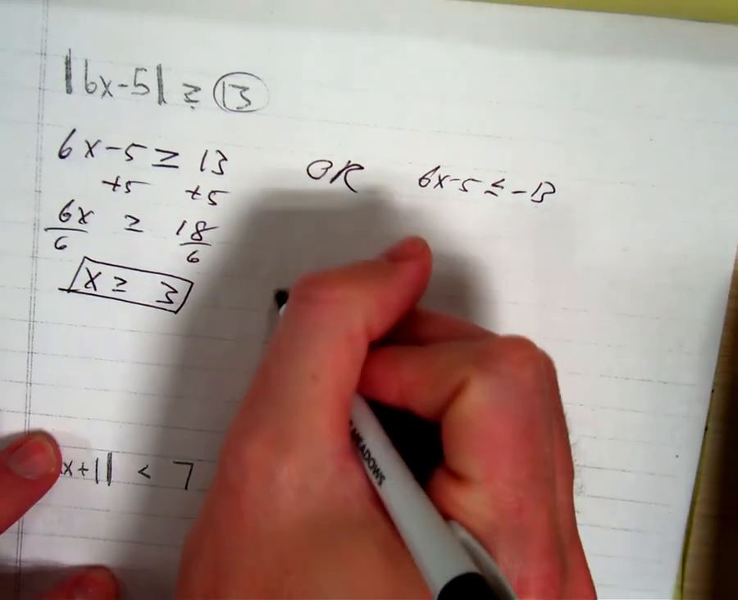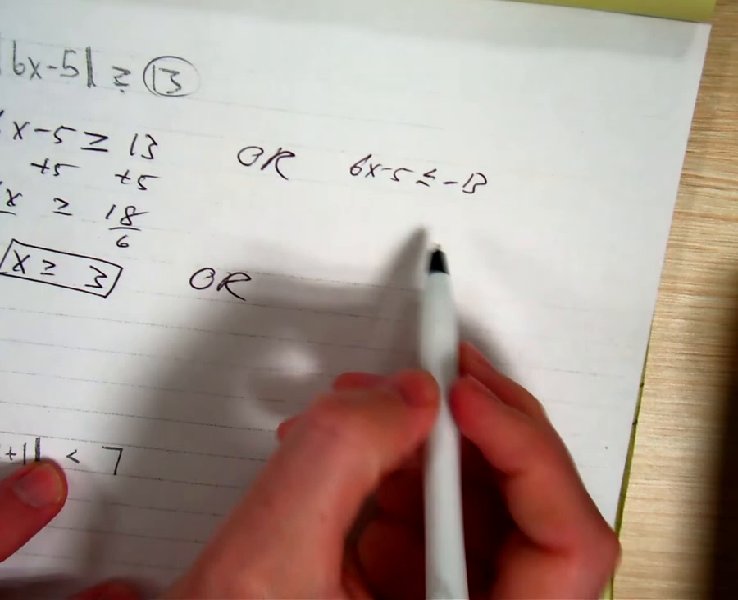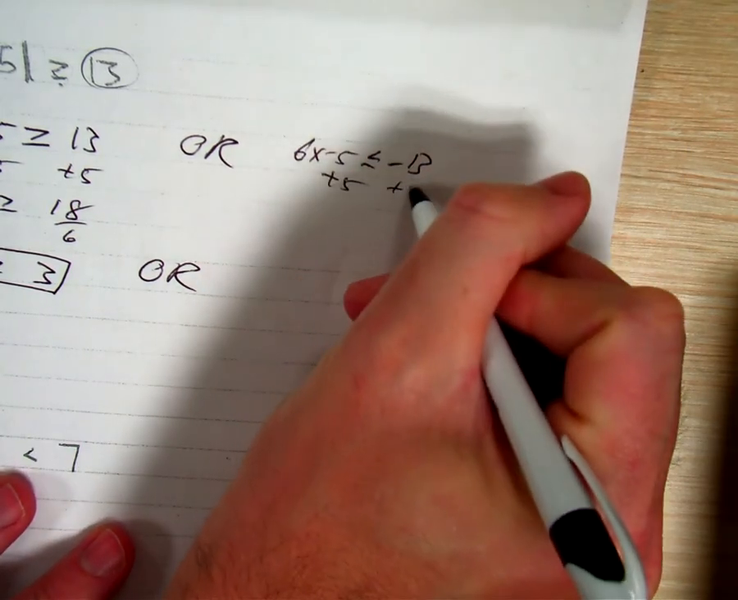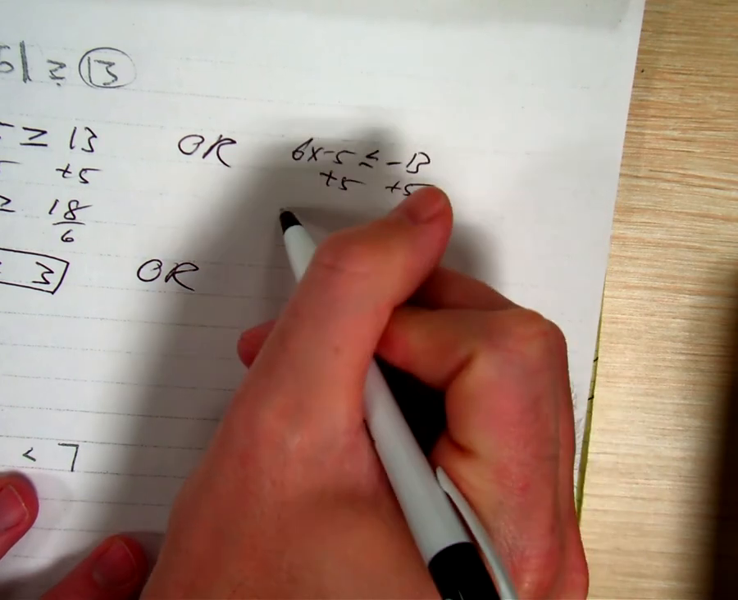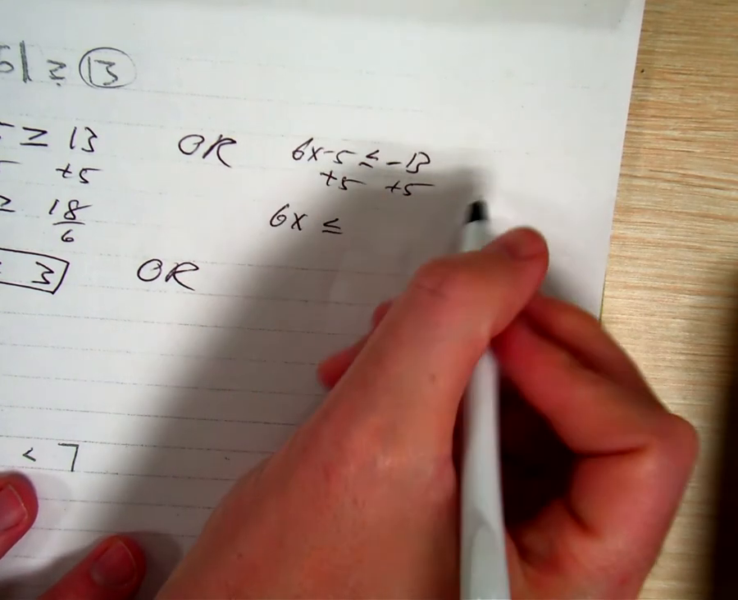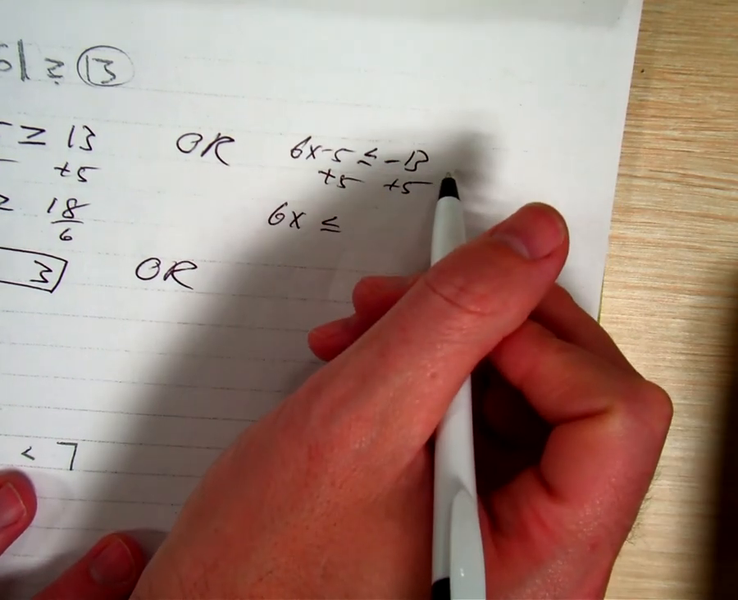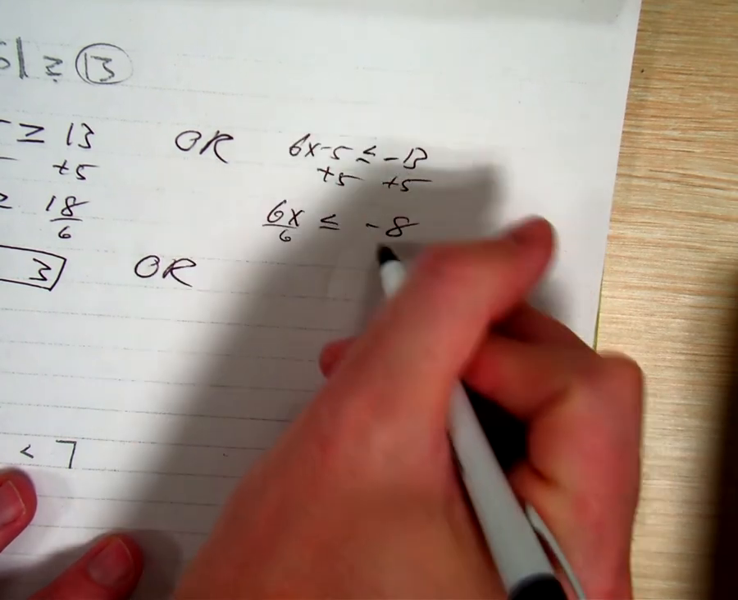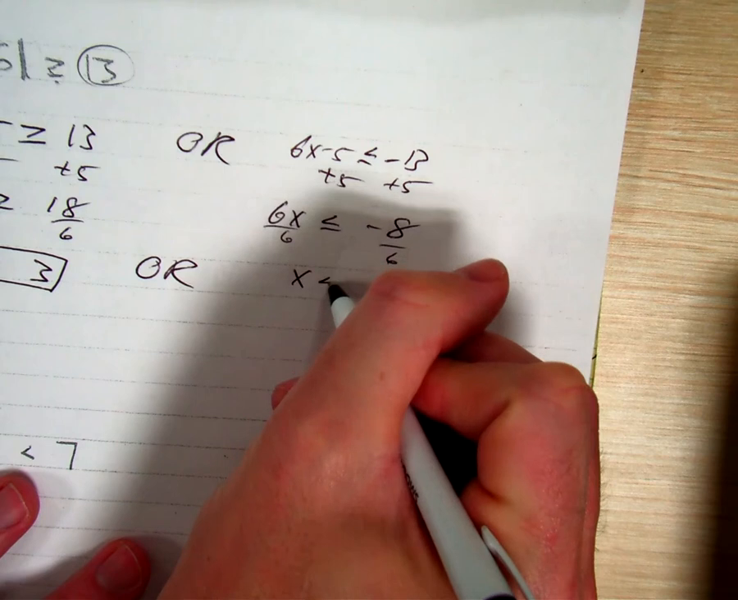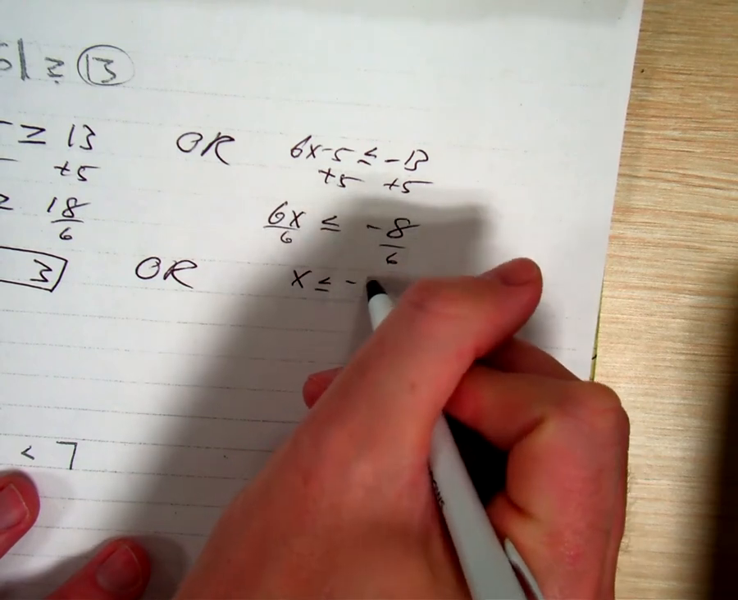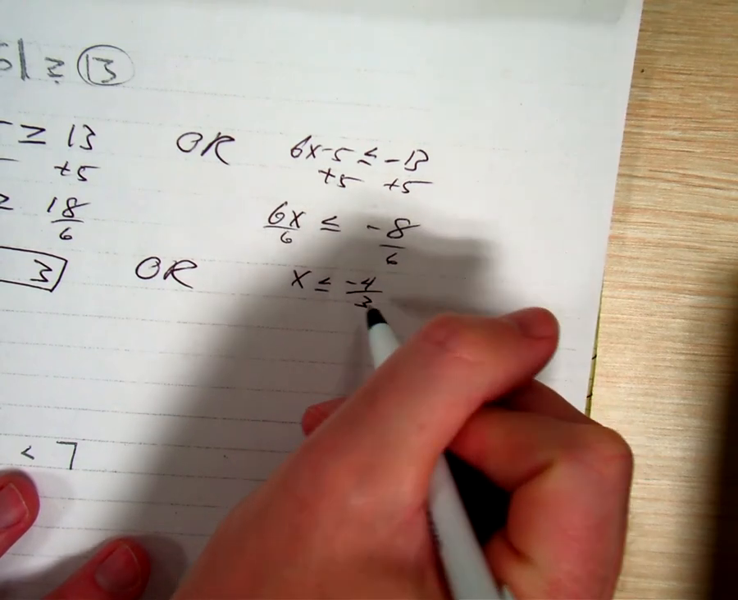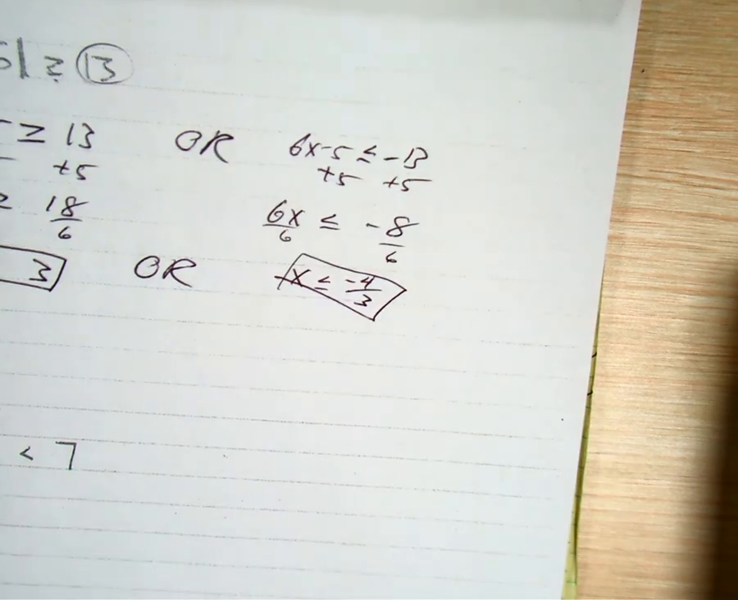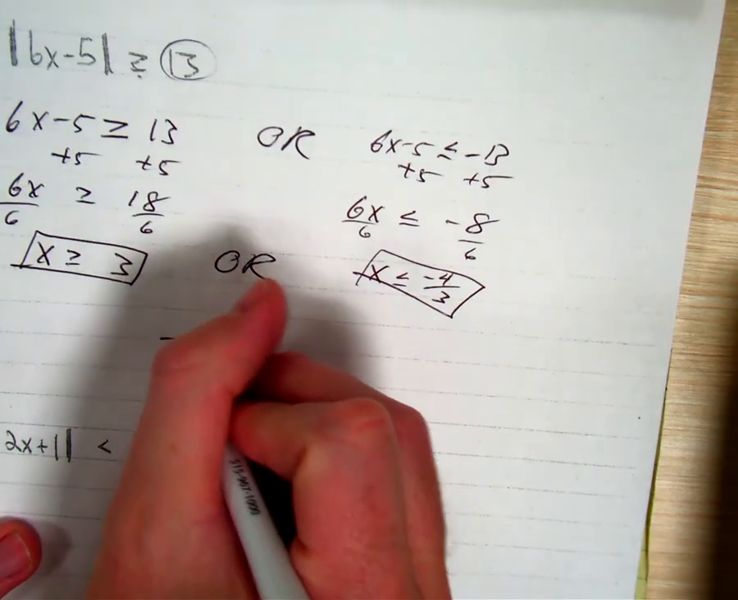Alright, on this side now, to solve this one individually, plus 5, plus 5. 6x is less than or equal to negative 13 plus 5, negative 8. Divide by 6. X is less than or equal to negative, we can reduce that to 4/3. Okay, now how can I graph those on a number line?